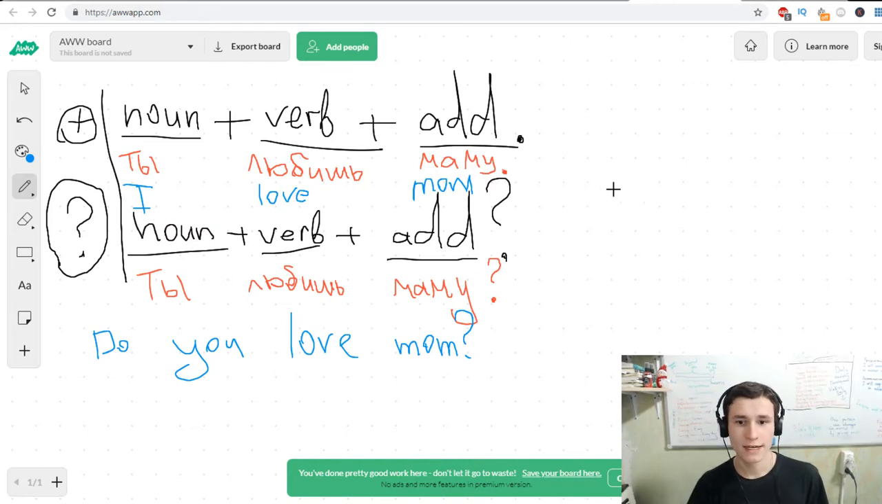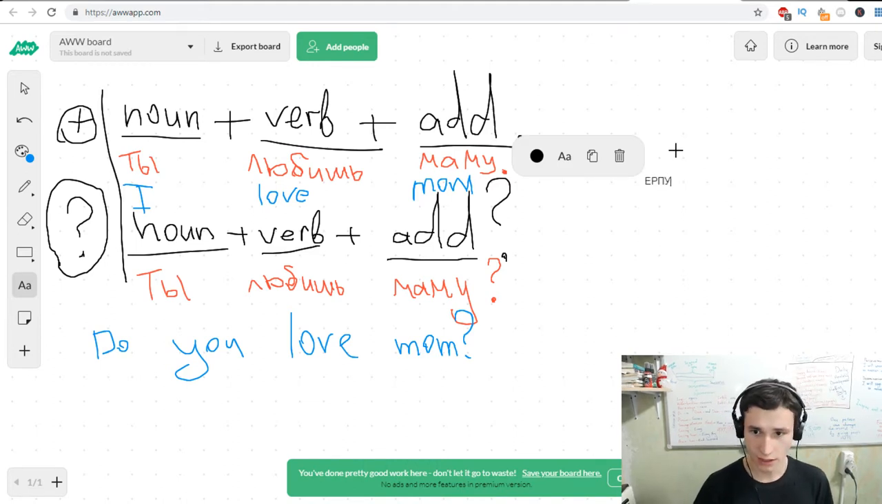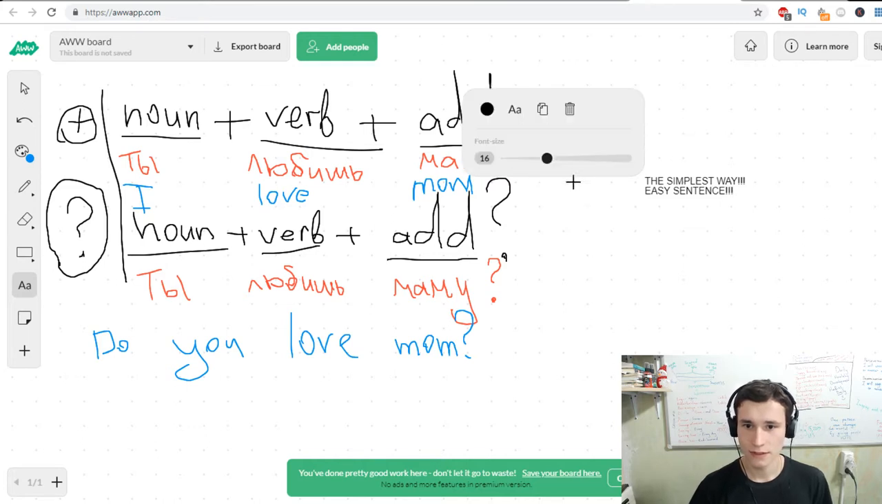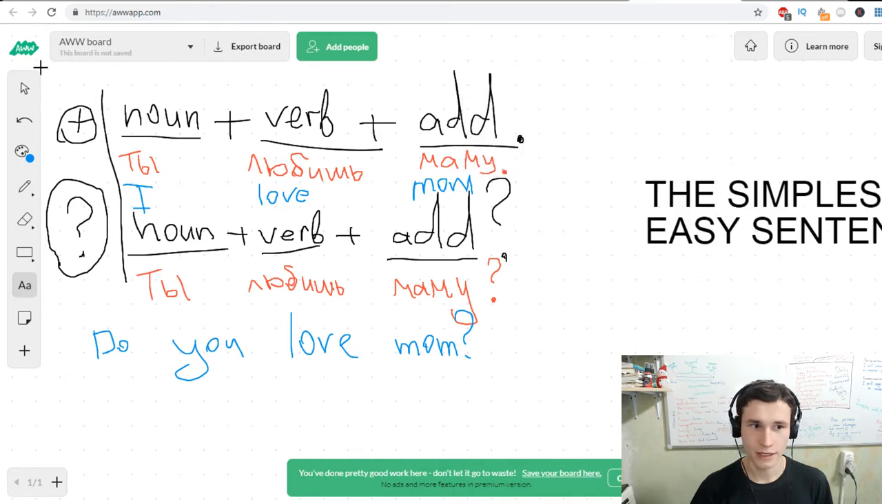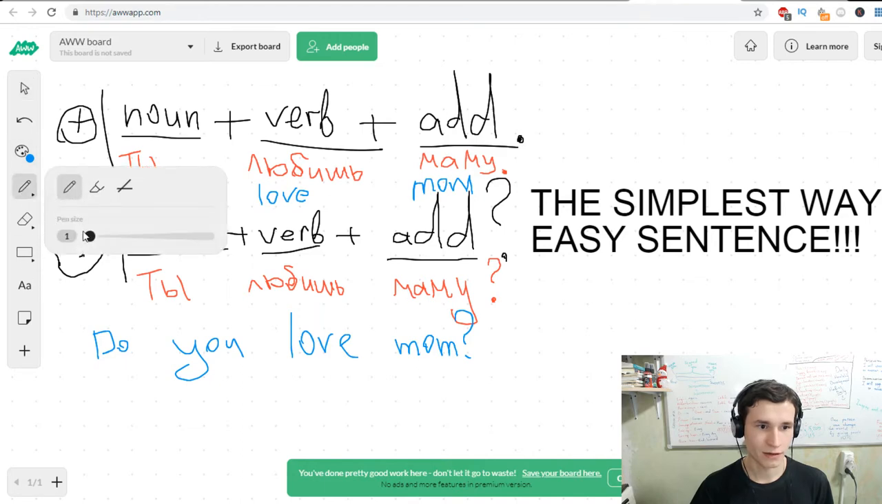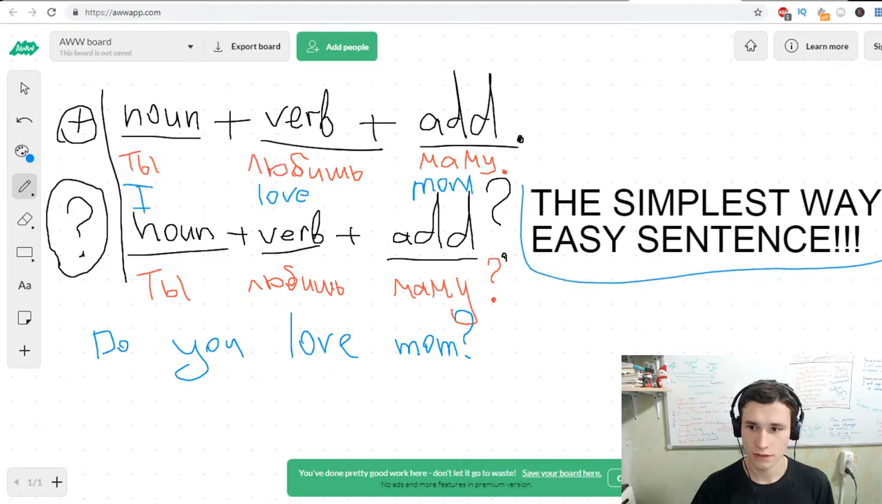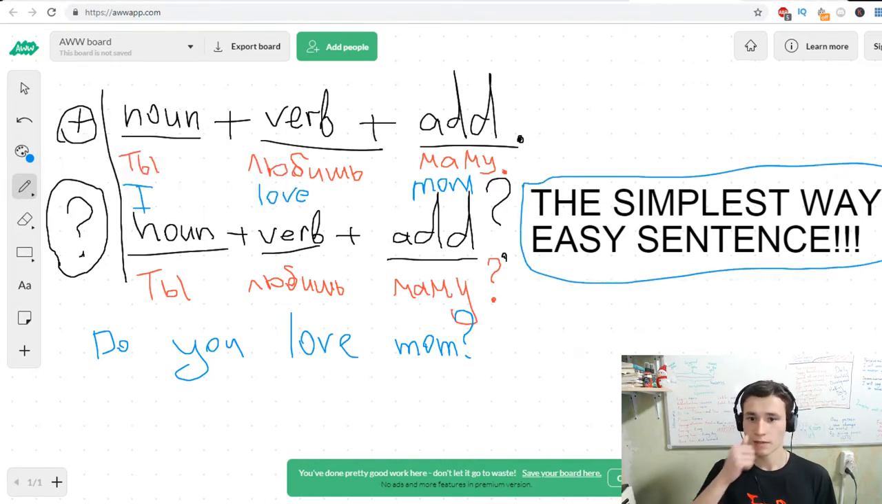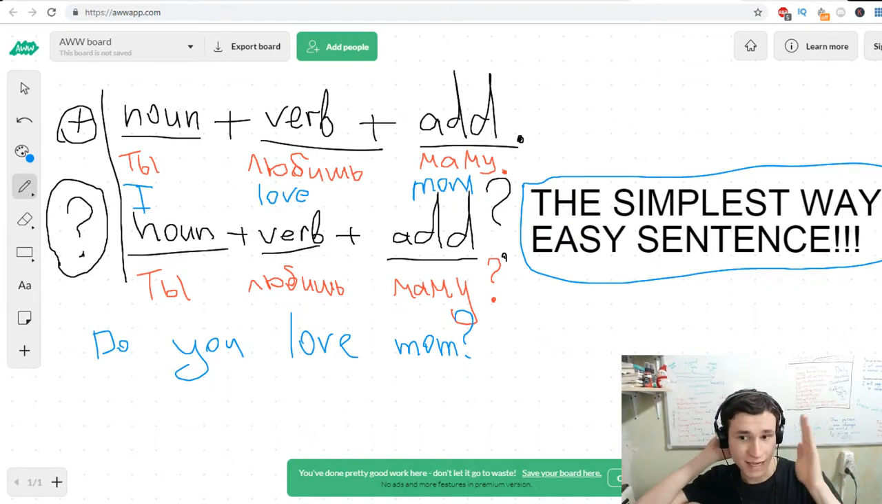It was some of the four, the simplest ways. How to make the simplest easy sentence. Size: okay, more, bigger. Okay, and here, plus color. Let's give me a color, maybe red. Okay, blue will be. I'm blue, da-ba-dee-da-ba-day. Okay, the simplest way. Easy sentence. Understand?